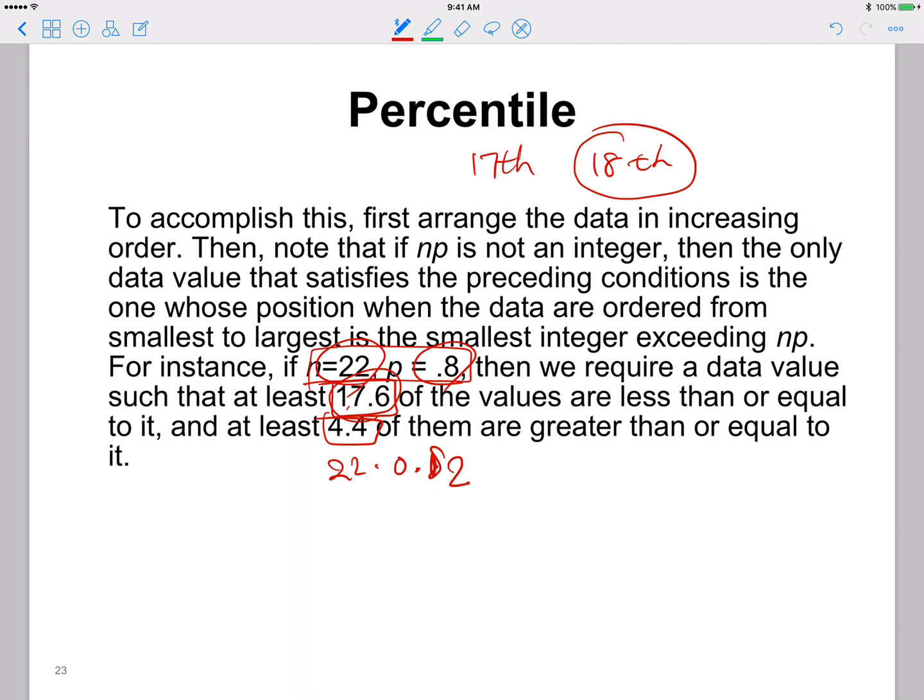So in summary or in conclusion, we just compute the product of these two numbers, and then just do the ceiling of this number. If it was 17.1 or 17.6, then we just simply pick up the 18th ranked number.